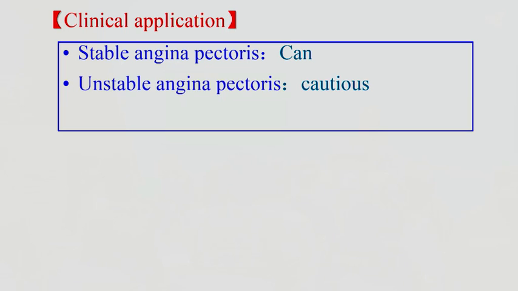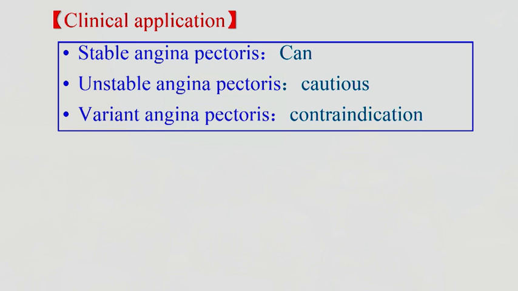And the second one frequently occurs in serious patients. We call it unstable angina. Unstable angina may be caused by myocardial infarction or heart failure. So whether to use a beta receptor blocker or not is up to you, depending on the patient's condition, okay?